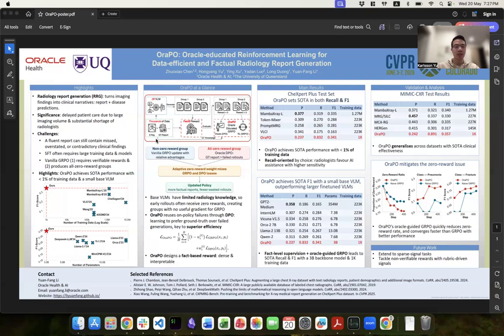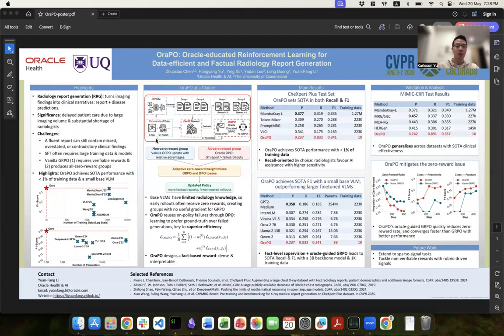We also compared against much larger language models. Even with only a 3 billion parameter backbone, which is the Qwen 2.5 vision language model we're using, OraPO outperforms substantially larger fine-tuned models in F1 and recall. So this suggests that better reinforcement learning signals and better utilization of failures can matter more than simply scaling up model size or training data volume. In other words, smarter optimization can substitute for brute force scaling.